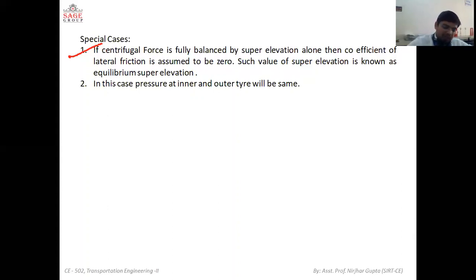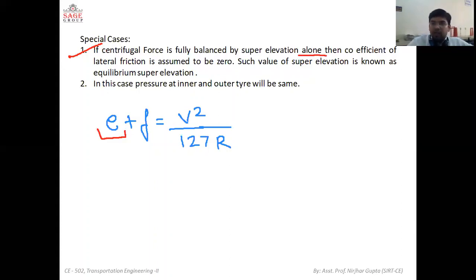Now if we see here, in this statement it is being said that generally we have the formula e plus f is equal to V square upon 127 R. Here the first statement is saying that if centrifugal force is fully balanced by super elevation alone, and if we focus on the word alone, then it means this f is considered as 0, and this term is known as equilibrium super elevation.